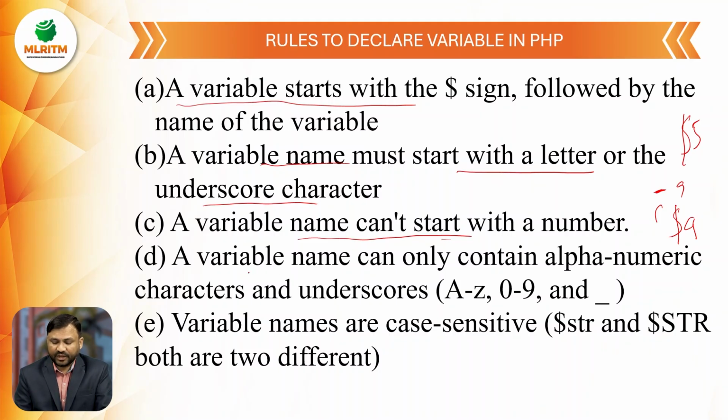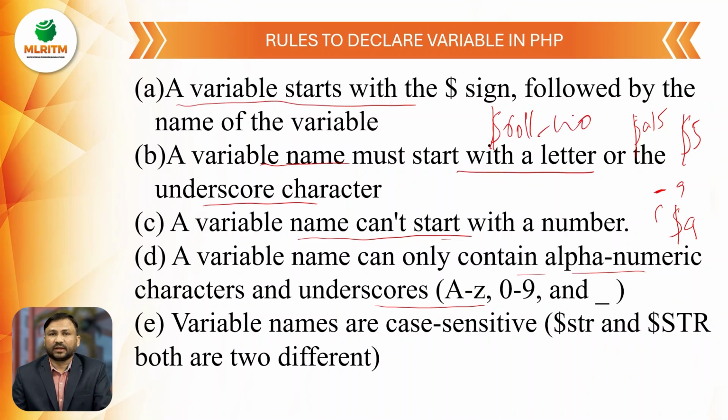The next rule says a variable name can only contain alphanumeric characters and underscores. It means we can use a combination of letters and numbers, like a1 or a15. We can declare this type of variable with alphanumeric characters. And underscore also we can use. For example, if I want to declare a roll number, I will simply write $roll_number. That is the fourth rule in PHP for declaring variables.